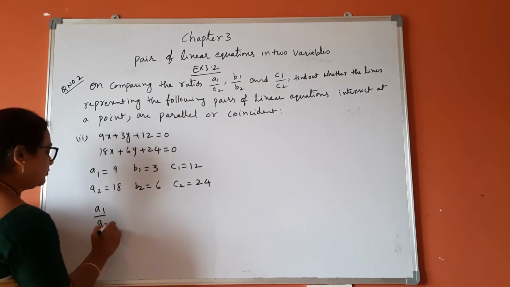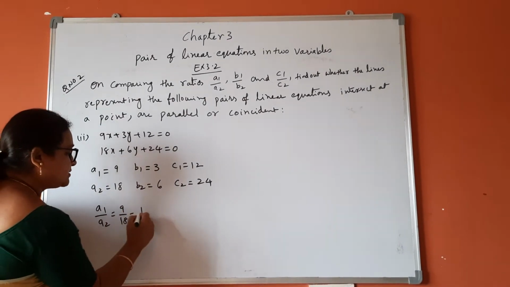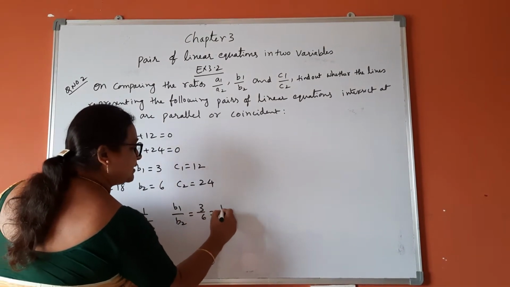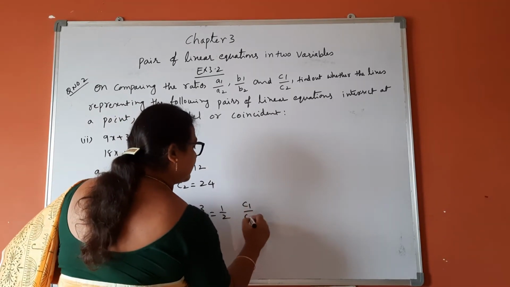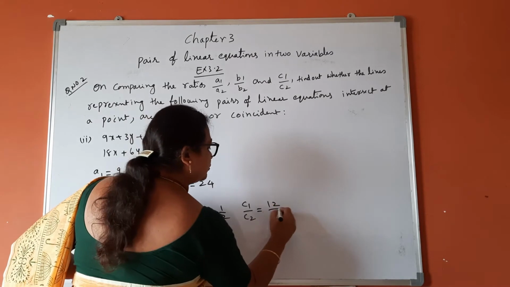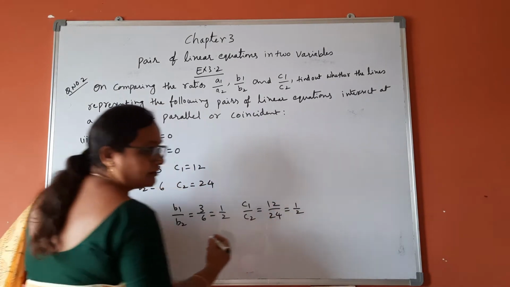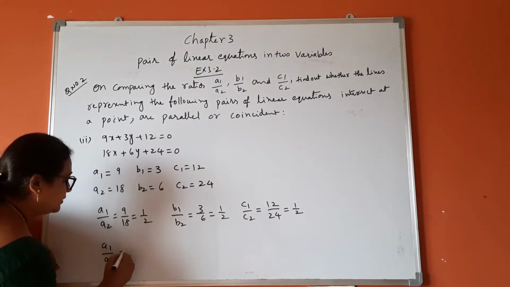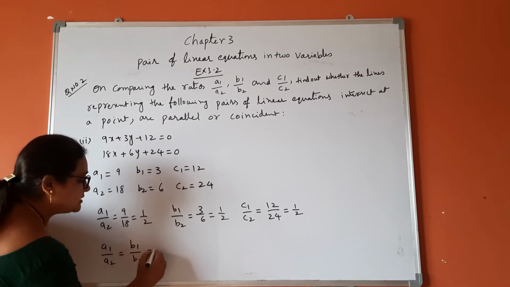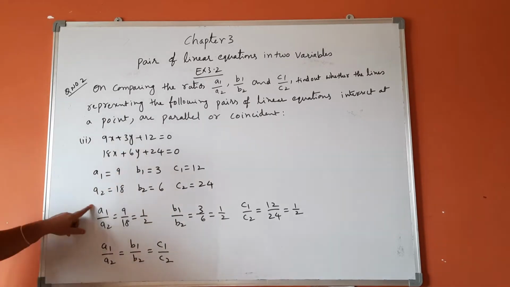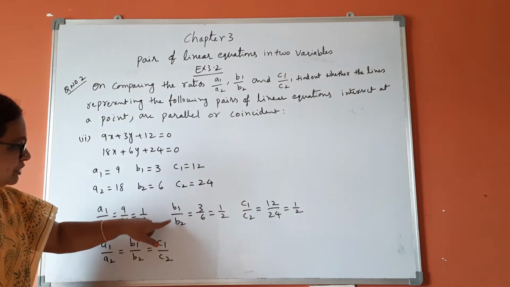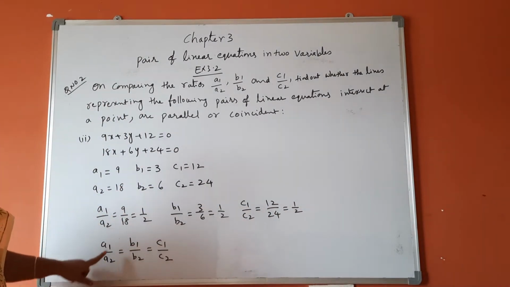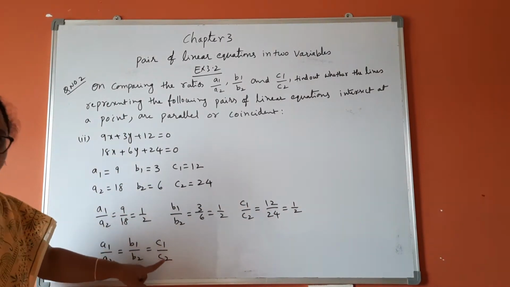Now, A1 by A2 is equal to 9 by 18, that is 1 by 2. B1 by B2 is equal to 3 by 6, that is 1 by 2. C1 by C2 is equal to 12 by 24, that is 1 by 2. Clearly, A1 by A2 is equal to B1 by B2 is equal to C1 by C2. A1 by A2 is 1 by 2, B1 by B2 is also 1 by 2 and C1 by C2 is also 1 by 2.